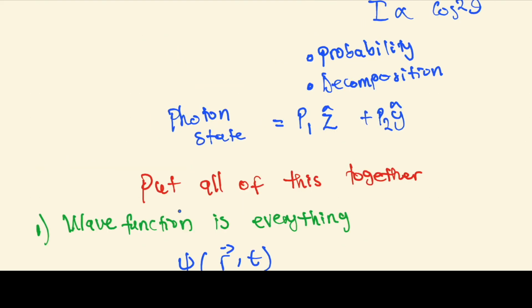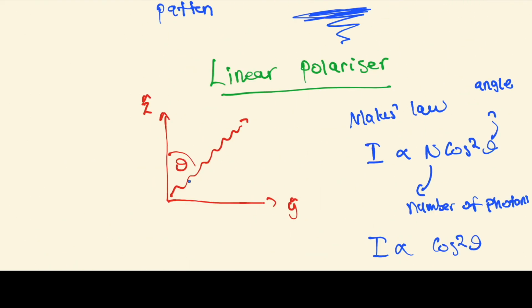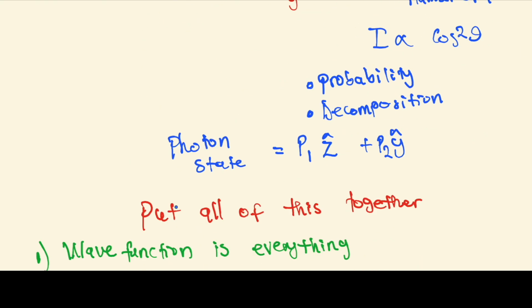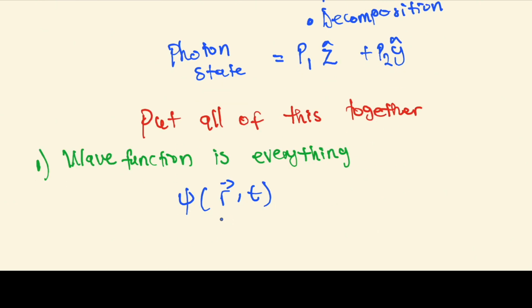Going back to our linear polarizer, if we know the wave function of our incoming photon, we can deduce the probability that the incoming photon will either pass through the analyzer or get absorbed by the analyzer. So knowing the wave function, we can get all the probabilities of obtaining certain measurements and get to know everything there is to know about our photon. Everything about our photon or our system of particles is contained within this wave function. So that's the first postulate: the wave function is everything.